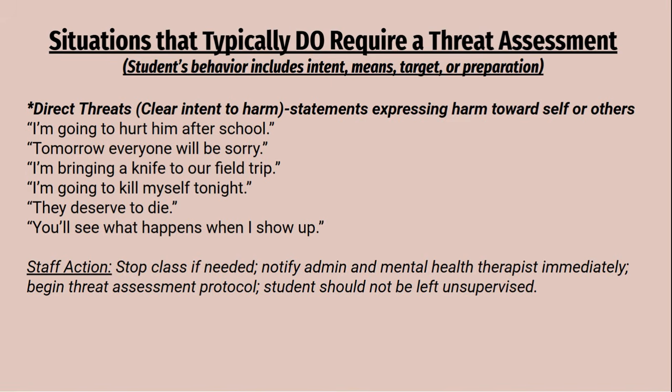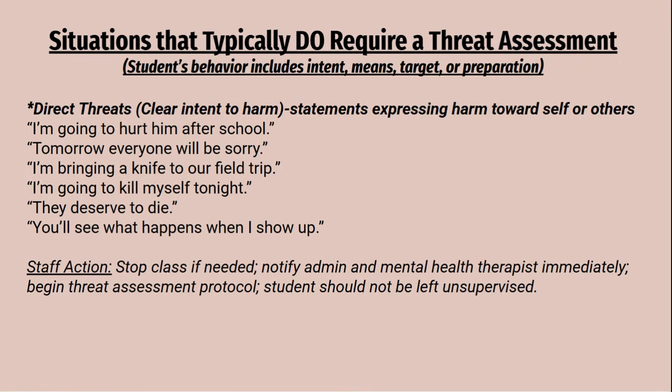Up to this point, we've discussed behaviors that generally reflect frustration, poor judgment, or emotional distress without evidence of danger. This slide focuses on situations that should be treated as potential threats that require immediate follow-up. A threat assessment should be considered when a student's words or actions suggest intent to harm, a specific target, access to means or weapons, planning or preparation, or statements indicating self-harm or suicide risk. The presence of one or more of these factors elevates the concern beyond typical student frustration and requires immediate attention.